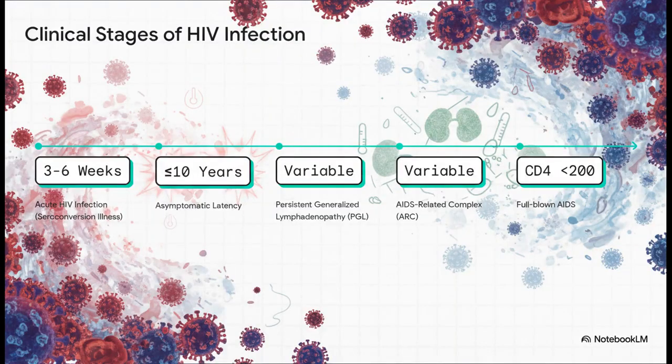In an untreated person, the clinical course of HIV infection is pretty predictable. About 3 to 6 weeks after they're exposed, they might get an acute flu-like illness. That's the seroconversion phase.